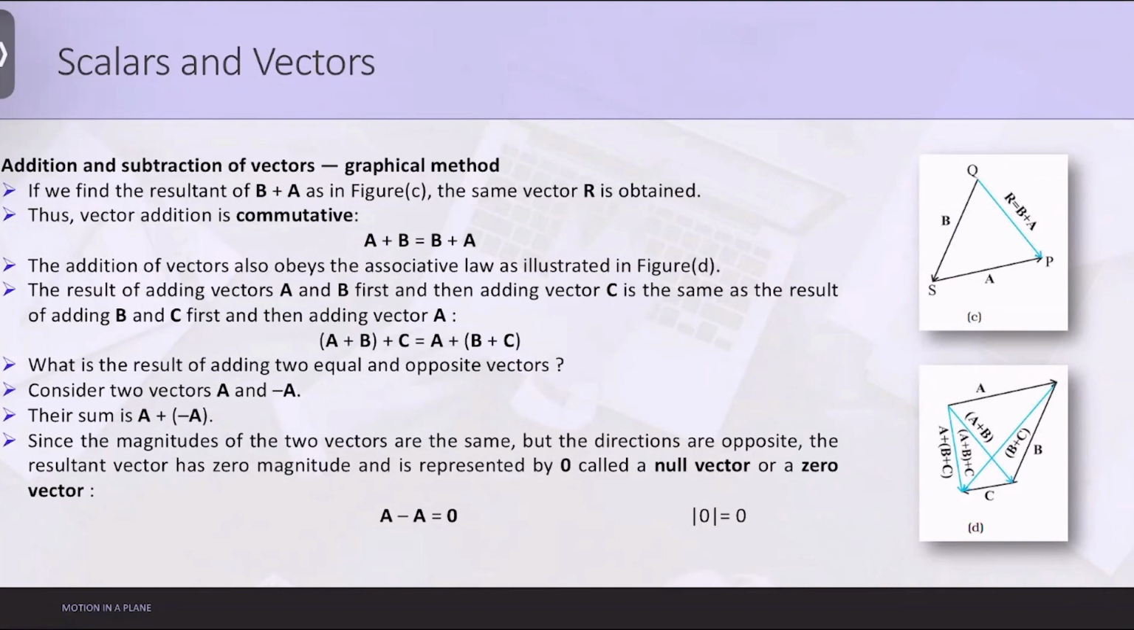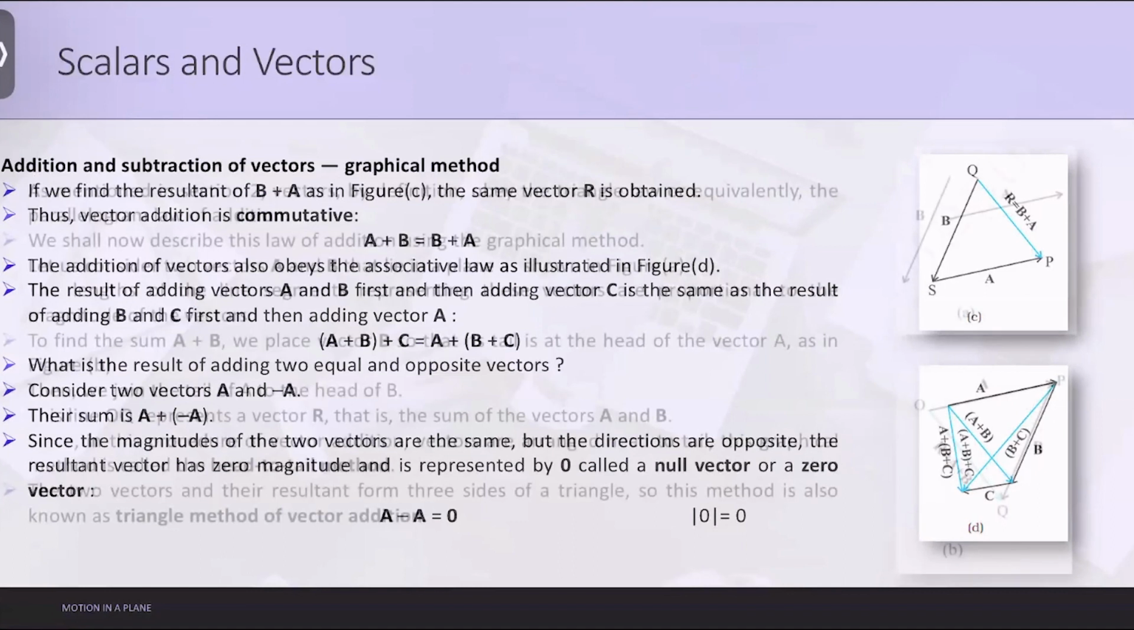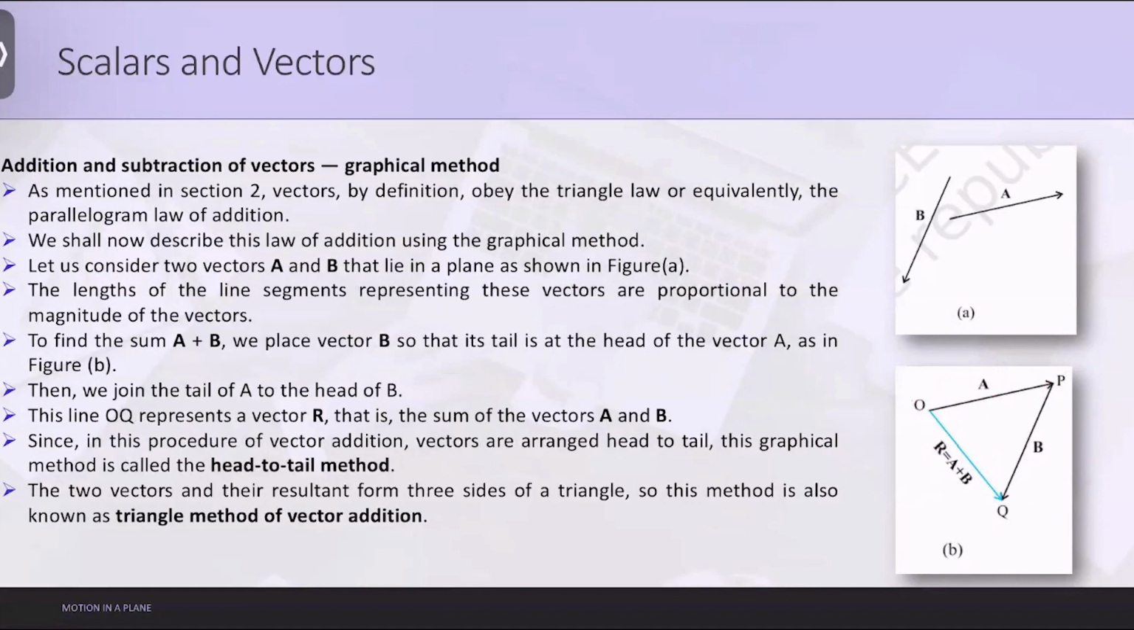If we find the resultant of B plus A, then the same vector R is obtained. Let us say this was some vector A and this was some vector B. First, we drew vector A, then we kept the tail of vector B on the head of vector A, and we got the resultant, R equal to A plus B.